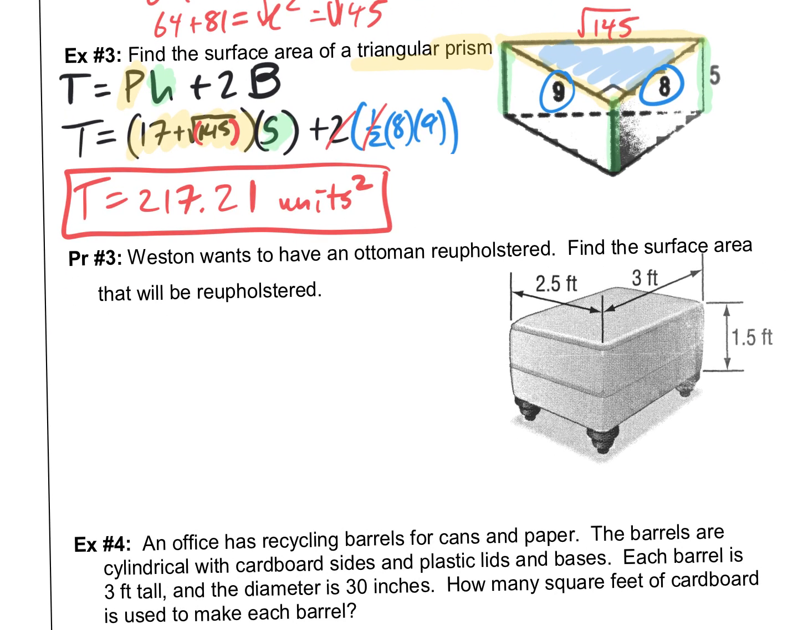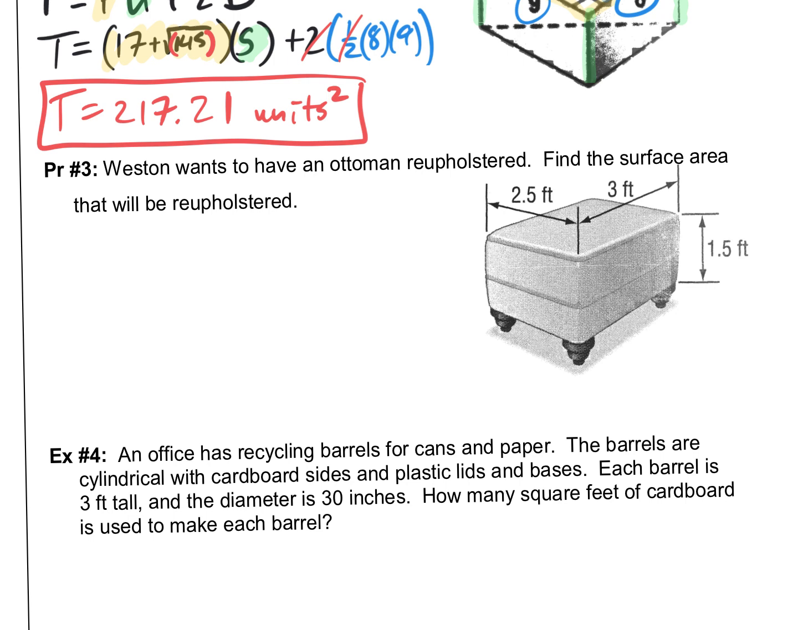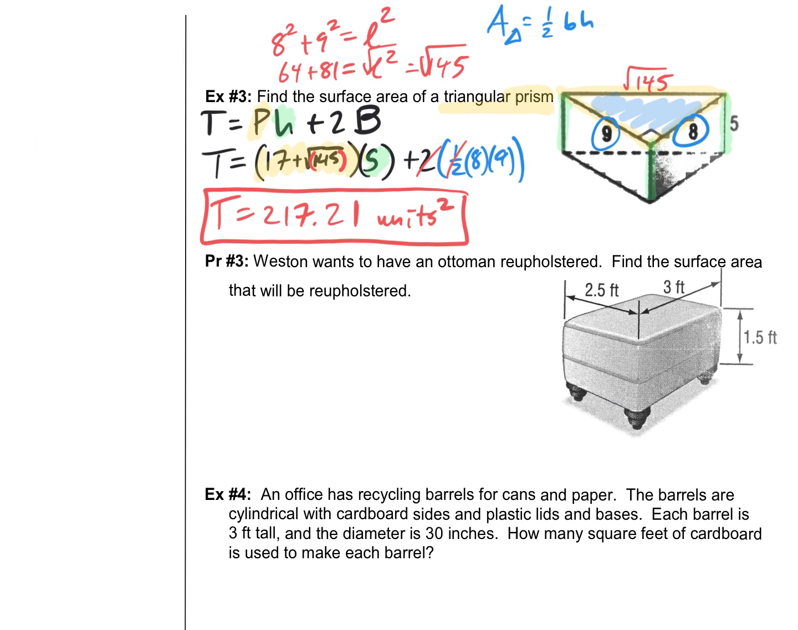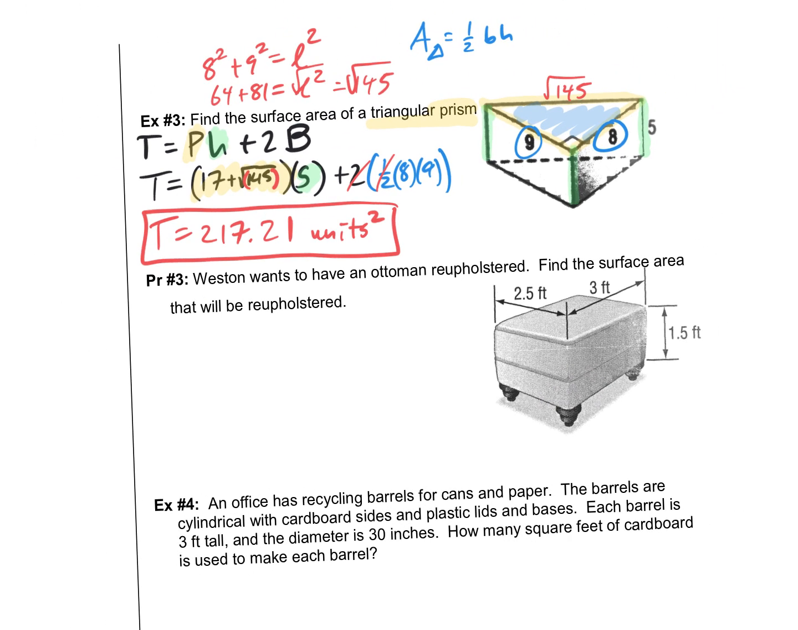Okay, practice 3. Wesson wants to have an ottoman reupholstered. This is an ottoman. Reupholstered means you put new fabric on it. Find the surface area that will be reupholstered. So the thing you've got to keep in mind is they're not going to reupholster the bottom. So normally, this is just what we call a rectangular prism, right? Above we have a triangular prism. This is a rectangular prism.